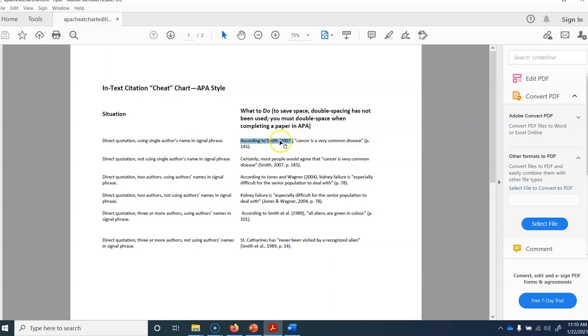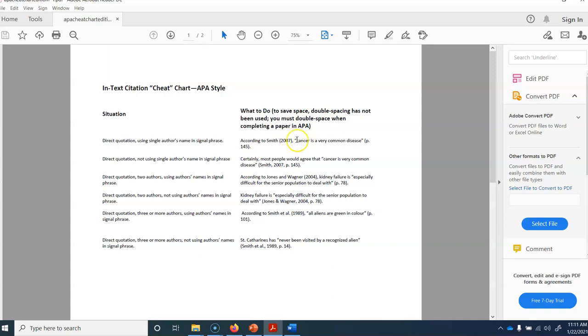To do the APA, what I'm going to do is immediately after the author's name, I'm going to open up a bracket and I'm going to put in the year of publication, just the year. Okay, even if I know the month and the volume and the issue, doesn't matter. APA says only the year.